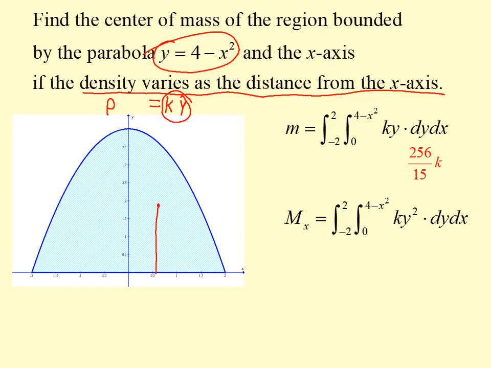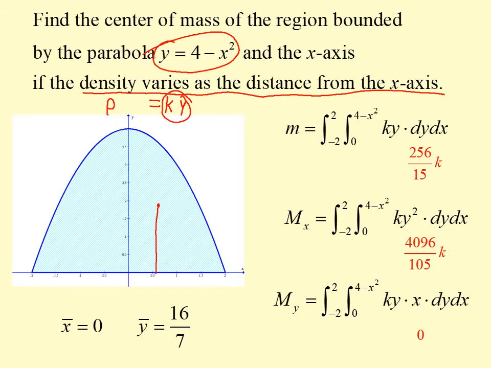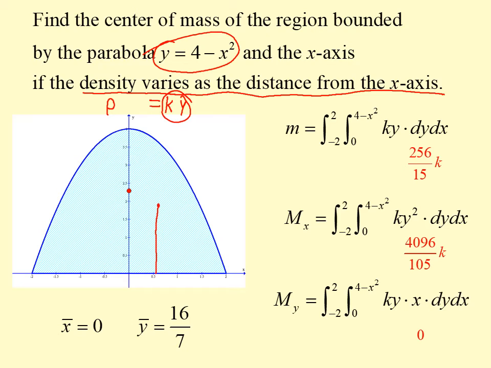Here's the moment about x. Now we already had a k times y, so when we multiply that by y again, we get the ky squared. And the moment about y, again we had the ky to start with. We put an x in there since we were doing the moment about y. And then just evaluate that integral. So we have the center of mass this time at 0 and 16/7, and notice how that's higher than the center of the object because the density is changing. More dense at the top than it is at the bottom.